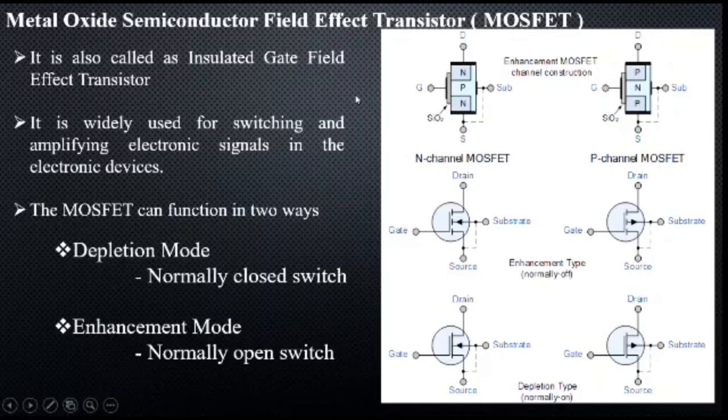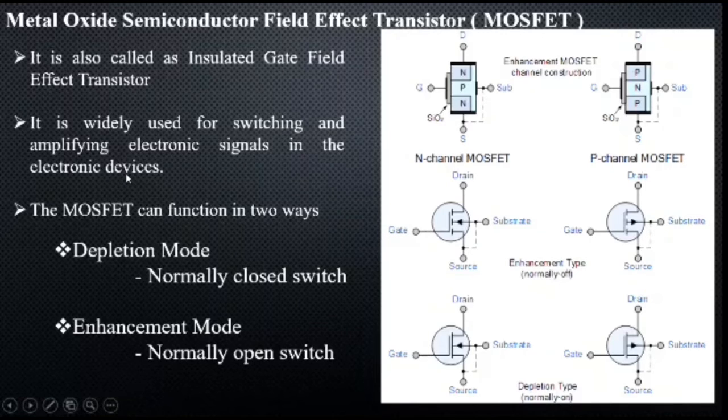The IGFET or MOSFET is a voltage controlled field effect transistor that differs from the JFET in that it has a metal oxide gate electrode which is electrically insulated from the main semiconductor N channel or P channel by a very thin layer of insulating material, usually silicon dioxide, commonly known as glass. It is widely used for switching and amplifying electronic signals in electronic devices.